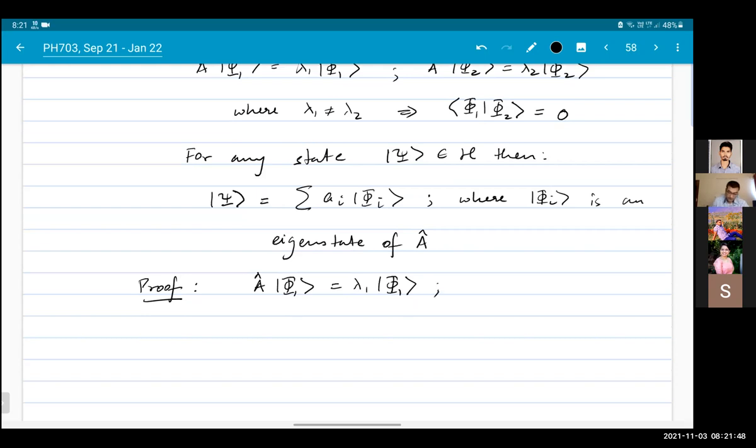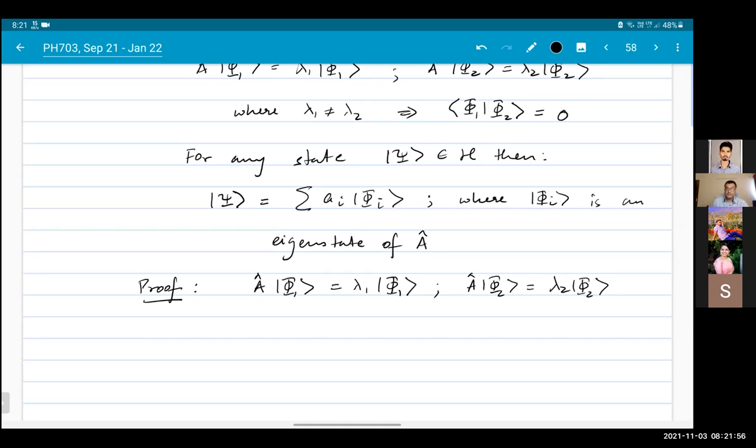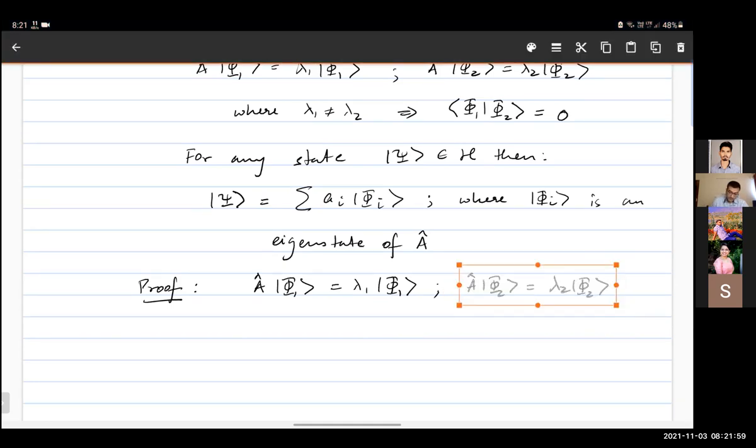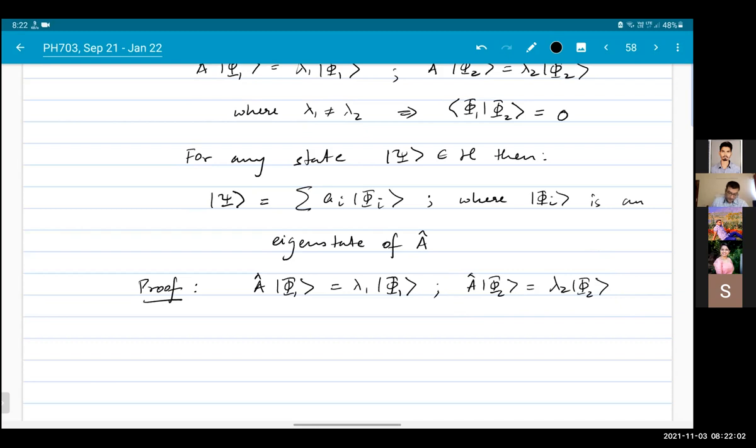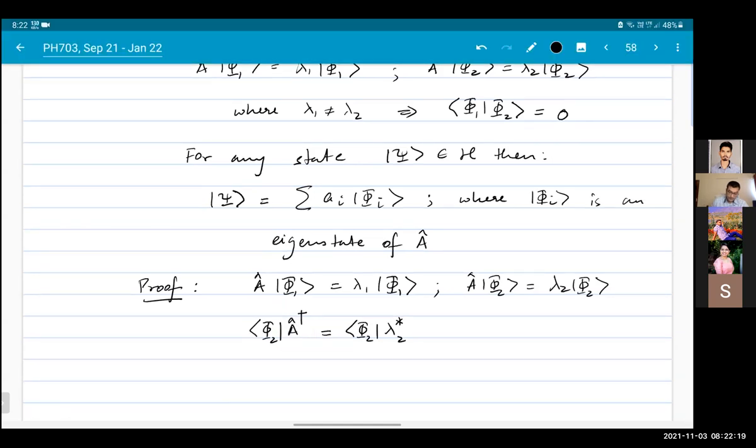Okay, so we take both of these expressions. And from this expression, what we do is we take the adjoint. So if you take the adjoint of this expression, what do we get? We get phi 2 A dagger is equal to phi 2 lambda 2 star. But A dagger is equal to A, right? Why? Because A is Hermitian. Phi 2 A. All right.